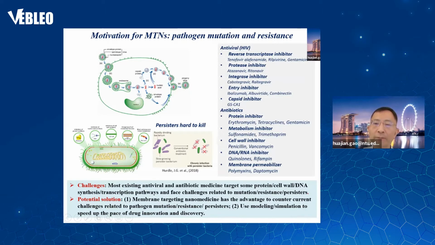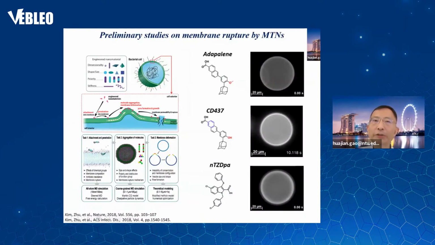and resistant persisters. Second of all, can we use modeling and simulation to help speed up the pace of drug discovery and innovation? Because currently there's a rapid evolution of resistant bacteria and mutation. So can we use modeling and simulation to help us speed up the pace of discovery? Let me show you some quick examples to demonstrate these ideas of membrane-targeting medicine.